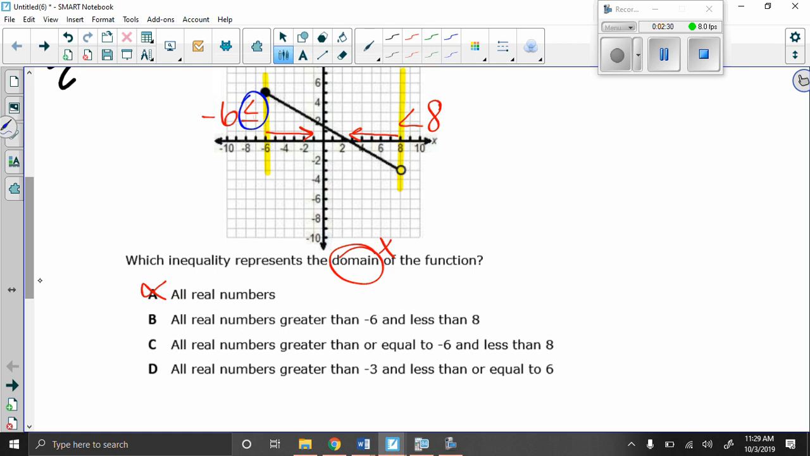So it needs to be greater than or equal to -6 and less than 8. So it's not B either, but if we look at C, C would be the correct choice because I want all of the values that are greater than or equal to -6 and less than 8. So I want all the values in between those two numbers.